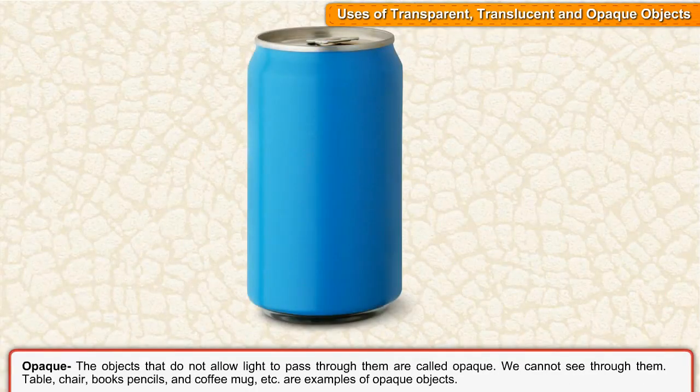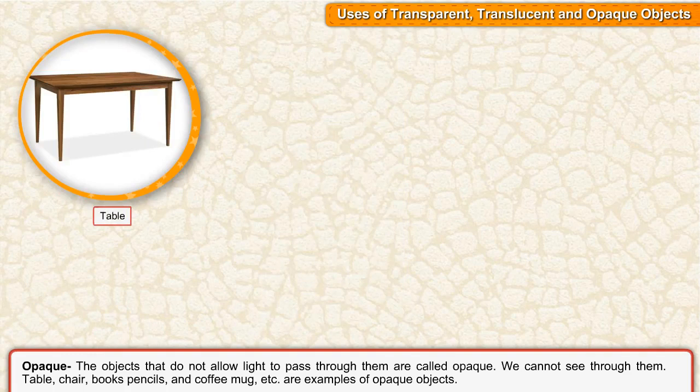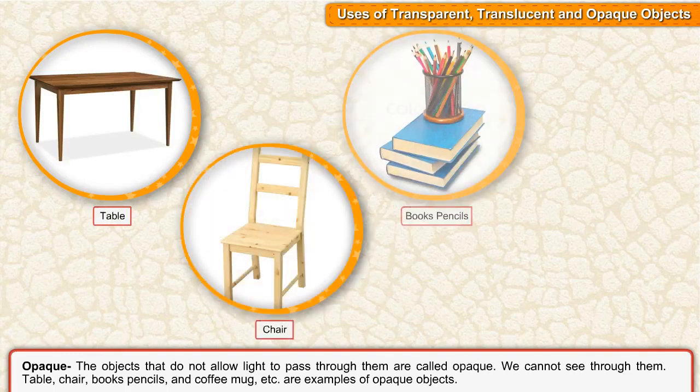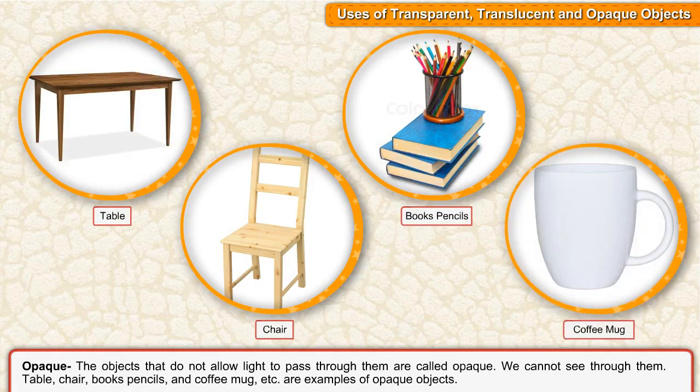Opaque. The objects that do not allow light to pass through them are called opaque. We cannot see through them. Table, chair, books, pencils, and coffee mug, etc. are examples of opaque objects.